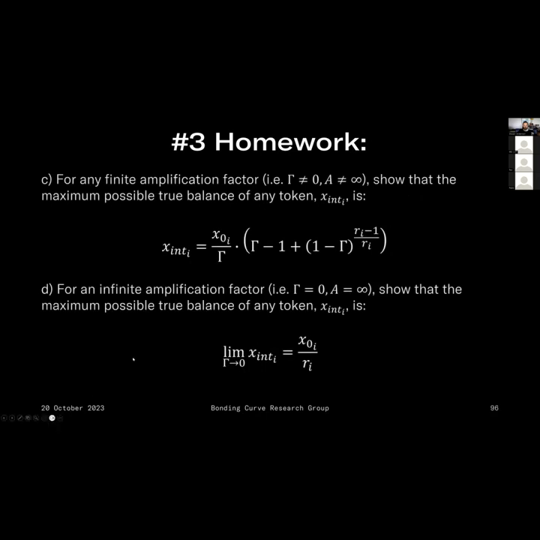Okay. The next set is to then deal with the intercepts. So show that for any finite amplification factor, meaning gamma is not equal to 0 and A is not equal to infinity, the maximum possible true balance of any token is this x-intercept.